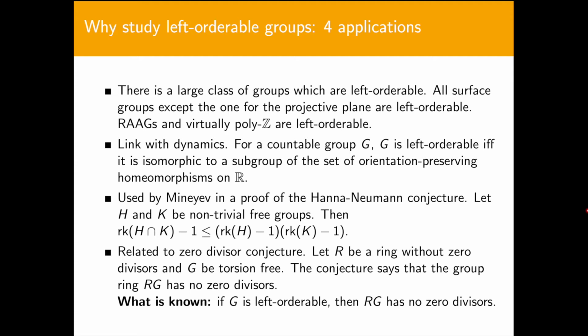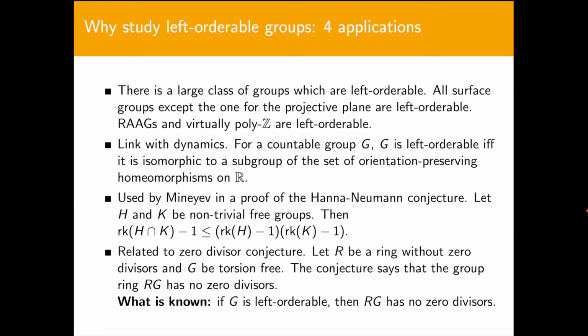Third, left-orderable groups were used by Minasyan in a proof of the Hanna Neumann conjecture. The conjecture says that if H and K are non-trivial free groups, then the rank of H intersect K minus 1 is less than or equal to the rank of H minus 1 times the rank of K minus 1.